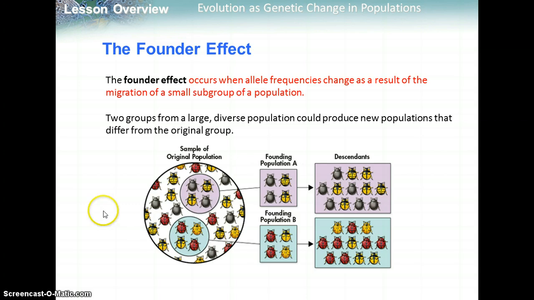Another one's called the founder effect. It occurs when allele frequencies change as a result of the migration of a small subgroup of a population. Two groups from a large, diverse population could produce new populations that differ from the original group. So here we see different colored beetles compared to the overall original population.